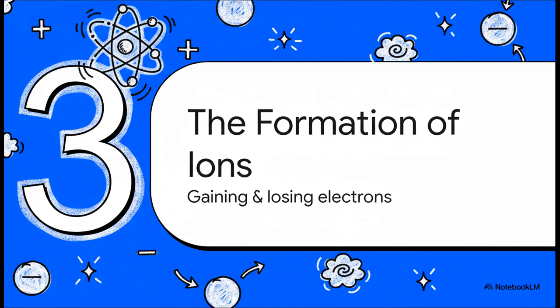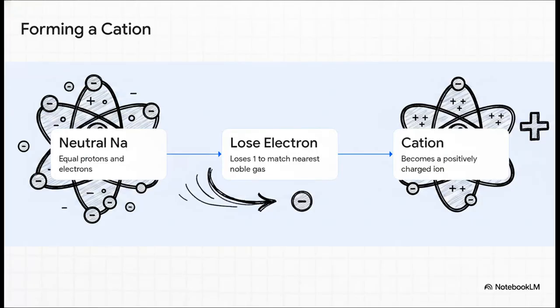Okay, let's jump into Section 3, the formation of ions. This is where we talk about gaining and losing electrons. Let's actually walk through how an electron transfer works. Take a neutral atom, like sodium. It starts out with an exactly equal number of countable protons and electrons, meaning its overall uncountable charge is basically zero. But here's the thing about atoms.